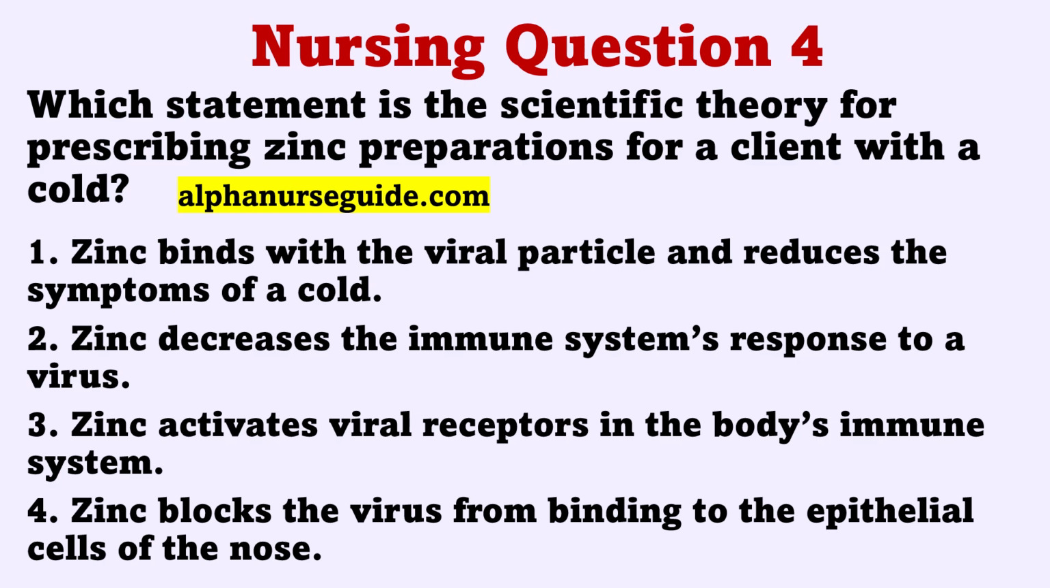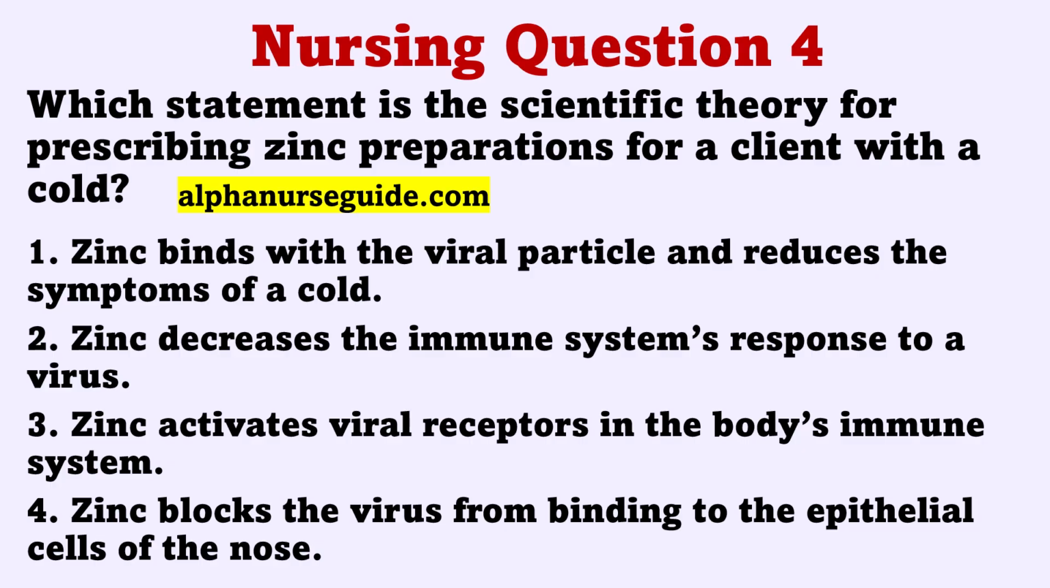Which statement is the scientific theory for prescribing zinc preparations for a client with a cold? 1. Zinc binds with the viral particle and reduces the symptoms of a cold. 2. Zinc decreases the immune system's response to a virus. 3. Zinc activates viral receptors in the body's immune system. 4. Zinc blocks the virus from binding to the epithelial cells of the nose.